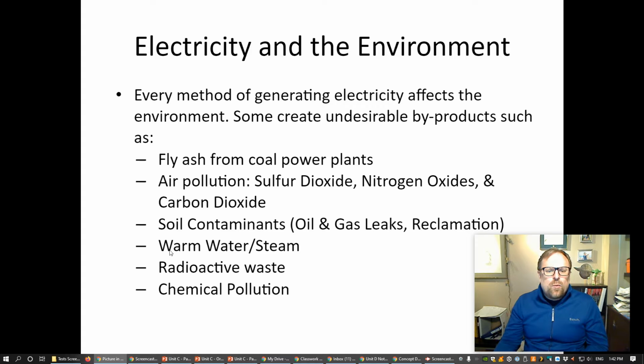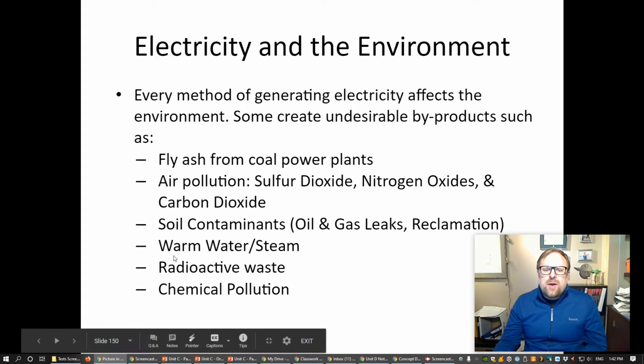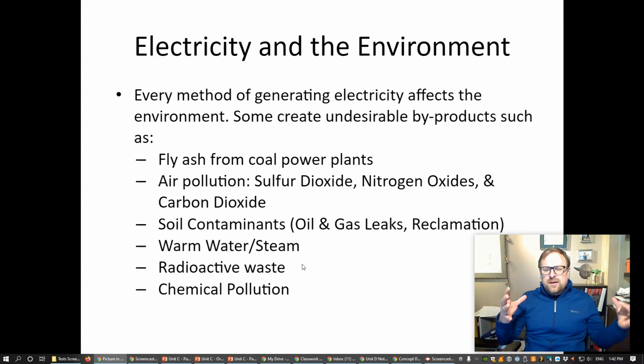We create warm water and steam in a coal plant, which needs to be cooled down. If we're pumping that into a lake or a pond, we're changing the ecosystem. We're changing the environment of that pond. If we're doing nuclear power, we're creating radioactive waste. What do we do with the radioactive barium and krypton that we created, or radioactive uranium that we don't use? Do we put it underground? How do we seal it properly? How do we make sure that it doesn't damage the environment? And then we can produce other kinds of chemical pollution.